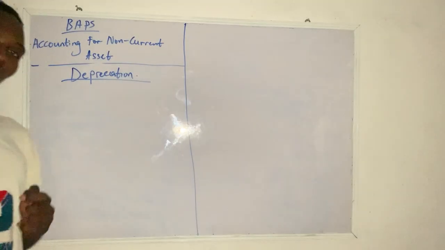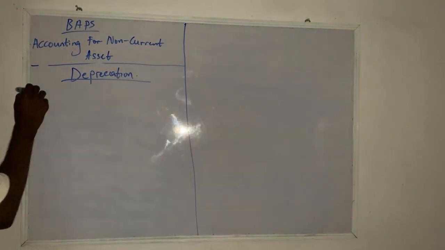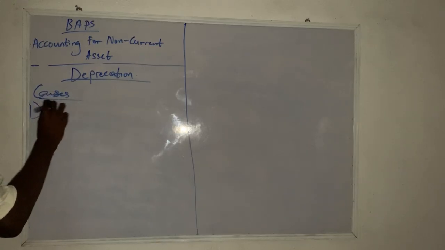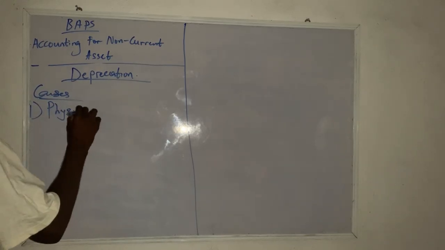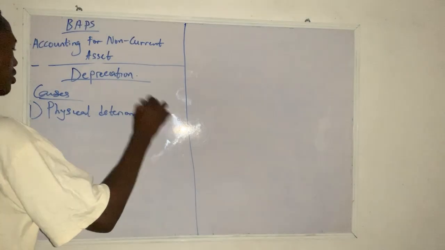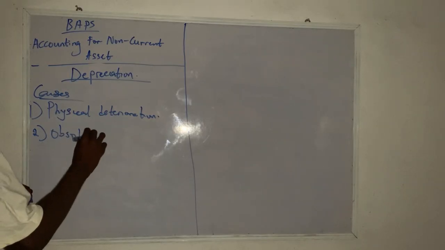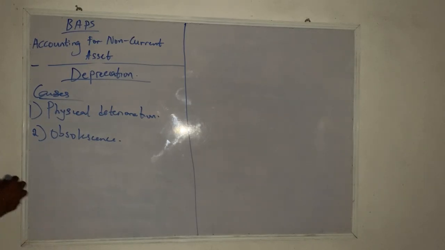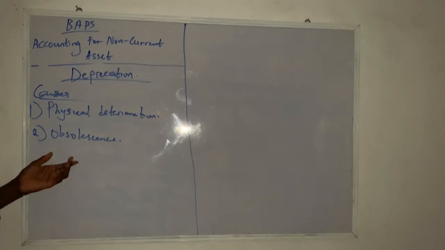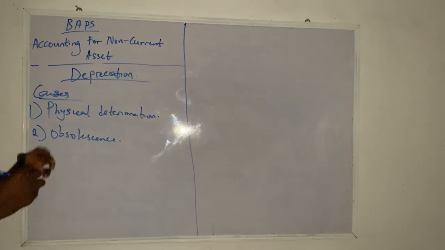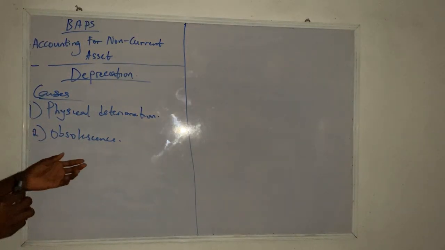So what are the possible causes of depreciation? What could make an asset to depreciate? Let's call these causes. Number one is physical deterioration. Now we have obsolescence. When you say obsolescence, you say something is out of date. You cannot make use of it because it's no more. I don't say it's no more trending. It's not what the firm or the industry is making use of now.